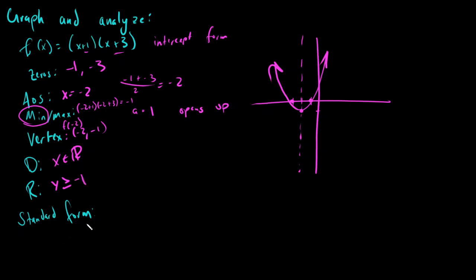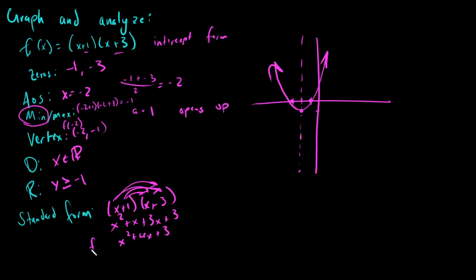Now to get this to standard form, all you're going to have to do is basically distribute out everything, like multiply everything out and then combine like terms. So let's go ahead and do that. So I'm going to rewrite the equation here. So now I'm going to distribute, also known as foiling. So x squared plus x plus 3x plus 3, and we get x squared plus 4x plus 3, and there's our standard form.